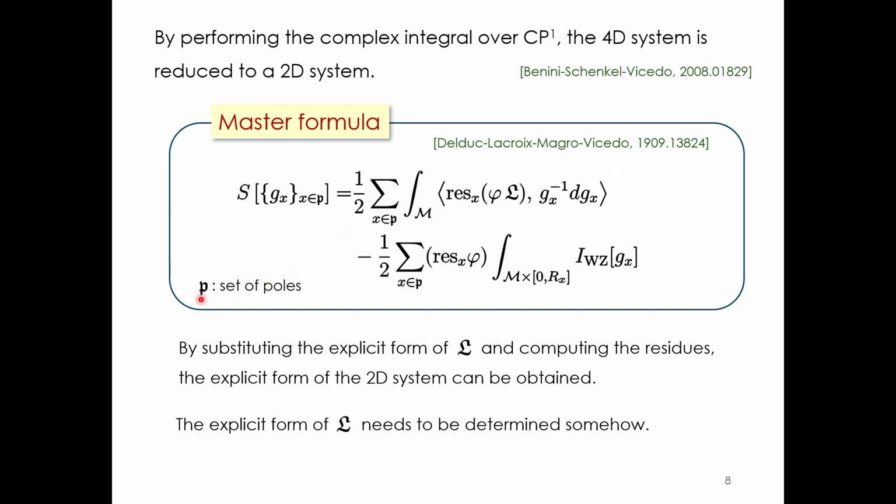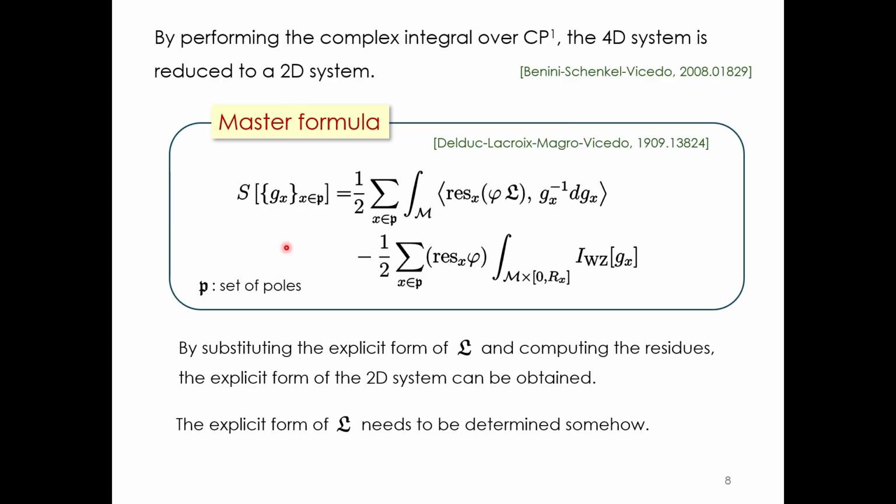And this P is the set of poles of the meromorphic function φ-bar or ω. So this 2-dimensional action has measures only on this P. So this action is defined only on the set of poles of φ-bar.